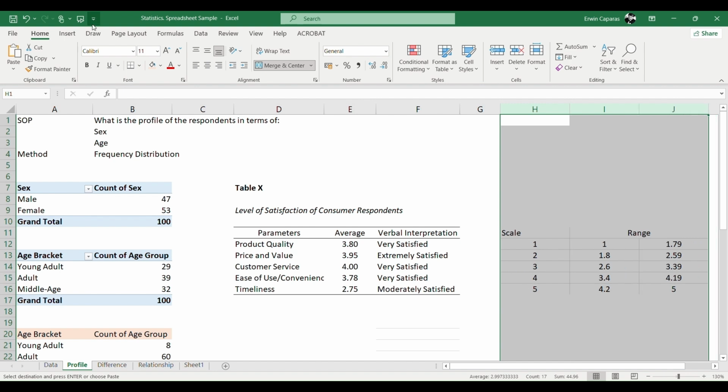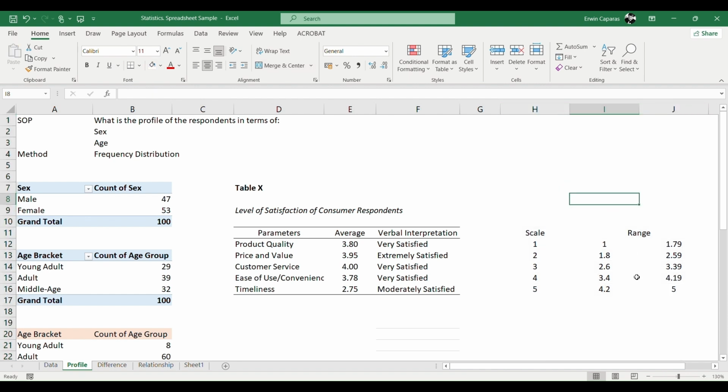So depending on the scale that we are using, let's say 1 to 1.79 is a scale of 1, 1.8 to 2.59 a scale of 2, and so forth. Whatever parameter is assigned to that particular scale will be the verbal interpretation.